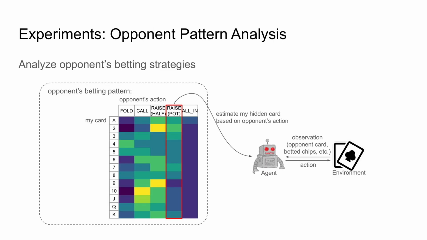Next, we experimented with opponent pattern analysis. Here, the agent observes opponent actions such as betting patterns and uses this information to estimate its own hidden card. The figure illustrates an example scenario where the opponent chooses to raise the pot. Then the agent estimates its own card inside the red box and selects its action.